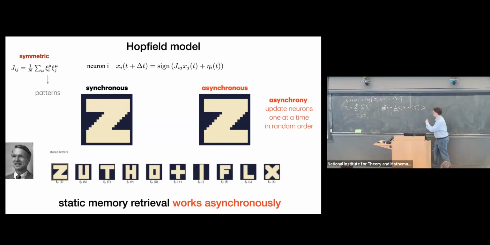So you guys can see that when J_ij is symmetric, the dynamics is relaxational. In other words, this is an equilibrium model that will go to a minimum of an energy. Okay.